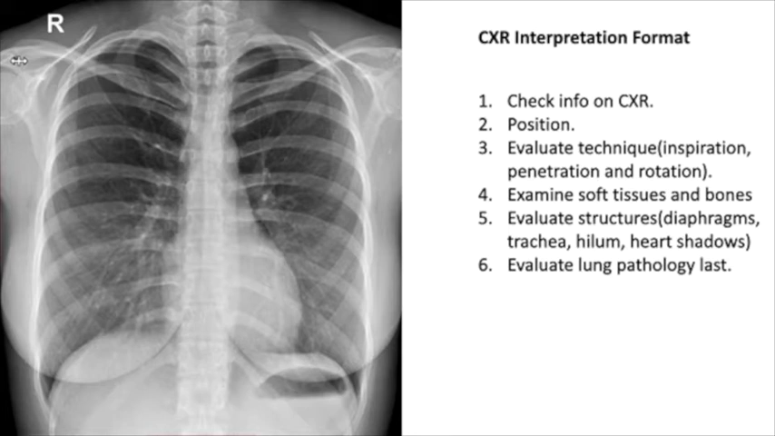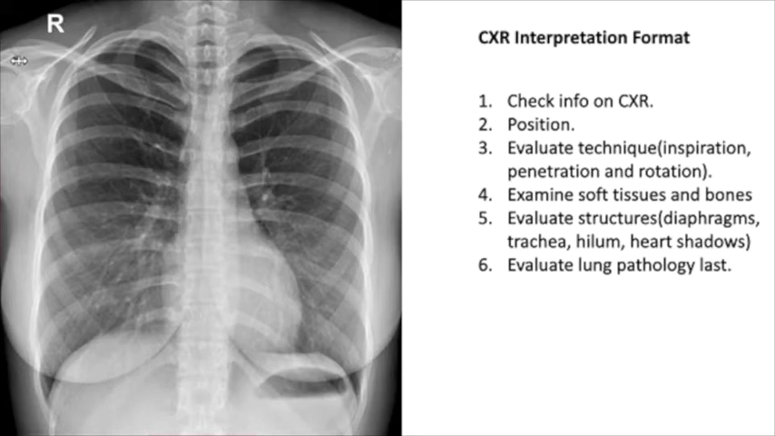When you want to read the chest X-ray specifically, first you have to check the info on the request form. Second, you have to evaluate the position of the X-ray. Third, you have to evaluate the technique. That means inspiration, penetration, and rotation. Fourth, you have to examine soft tissues and bones. You have to evaluate structures like diaphragms, trachea, hilum, heart shadows, and you have to evaluate lung pathology last.